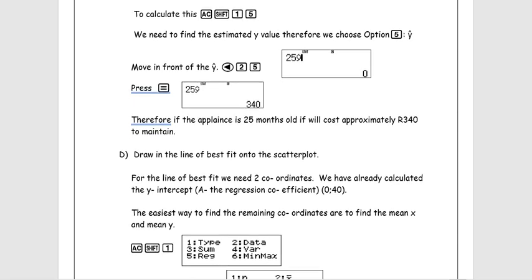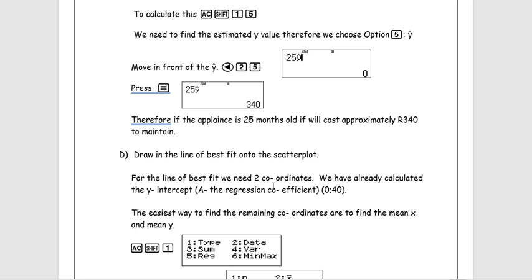Okay, question D asks us, draw in the line of best fit onto the scatter plot. So remember at the beginning we had the scatter plot. Now we are needing to take or work out our line of best fit. So in order to draw a straight line, because I say it's a straight line because we are dealing with linear regression, linear meaning a line, all we are needing are going to be two different coordinates.